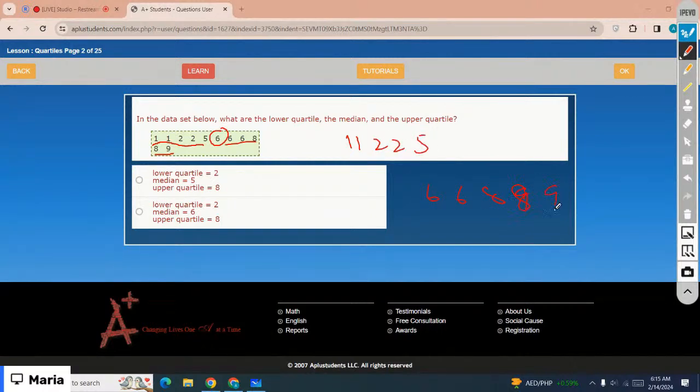You have to find the lower quartile. Lower quartile is the middle number in the lower half, and upper quartile is the middle number in the upper half. So median is 6, lower quartile is 2, upper quartile is 8. Option number 2 is the correct option.